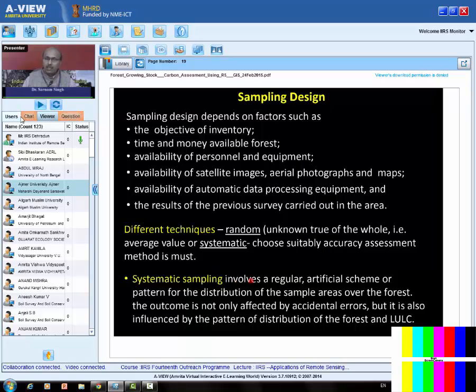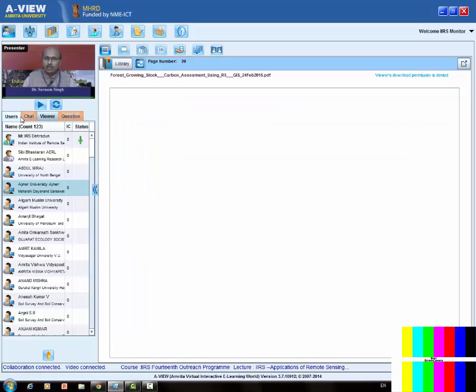Grids can be created on satellite data FCC, or on a screen, or on a topo sheet, and you can have maybe 1 kilometer by 1 kilometer, or 2 kilometer by 2 kilometer, or 1 degree by 1 degree, or 2.5 degree by 2.5 degree. And the center point of that can be your sampling site. So depending upon the objective, time available and feasibility, one can choose the type of sampling to be carried out.